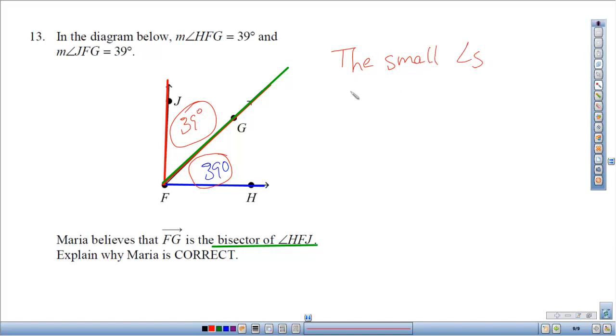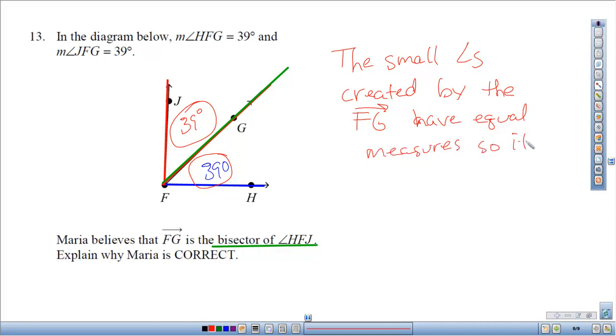The small angles created by the ray FG have equal measures, so it is an angle bisector. And basically you just need to know what an angle bisector does. Now what if one of these was 39 and the other one was 38? Would it be an angle bisector? No, right? It has to be perfectly right in the middle and cut the angle into two equal pieces. If they're not equal, it's not an angle bisector.